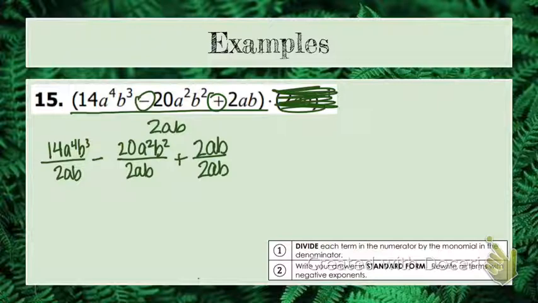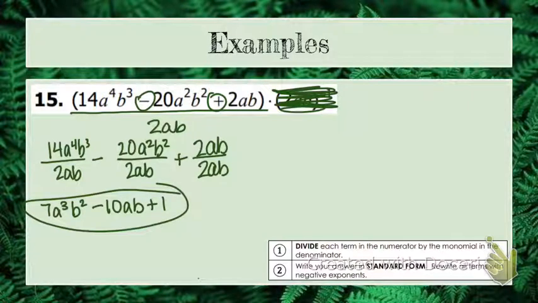So 14 over 2 is 7. A to the 4th over a is a to the 3rd. B to the 3rd over b is b squared. 20 over 2 is 10. A squared over a is a. B squared over b is b. And anything over itself is equal to 1. That's standard form, and that is your final answer.